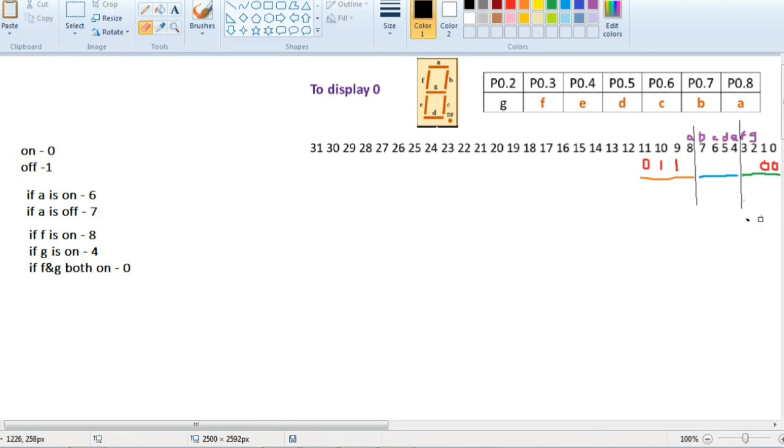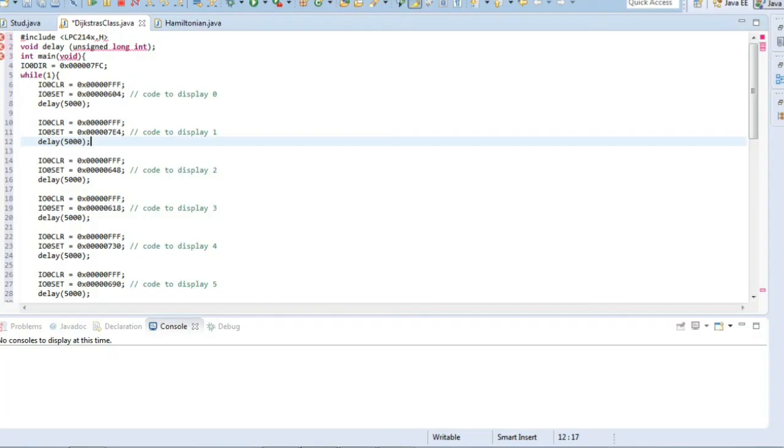So this is all about displaying on the LED. By that, I hope you understood how to write these codes for each of the digits which we have to display. So this is all about the Part B lab programs, and thank you so much for watching this video.